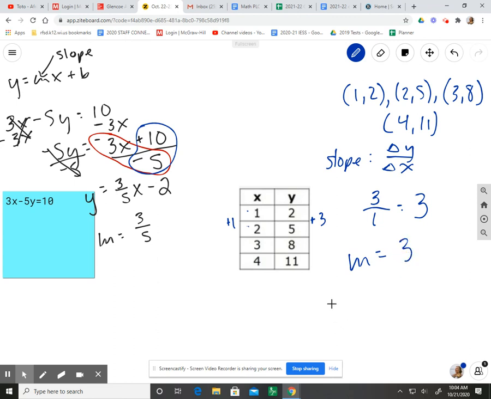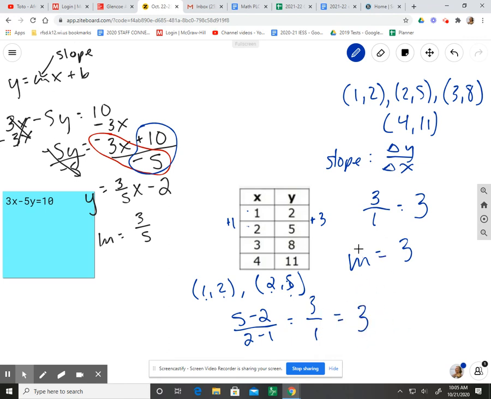And if you want to double check that, you can always take your table values and pick 2 points. If we pick our 2 points, 1, 2 and 2, 5, we can think back to how we find slope from 2 points. We do our change in y, 5 minus 2, over our change in x, 2 minus 1. 5 minus 2 is 3, 2 minus 1 is 1. Got the same thing, our slope is 3.